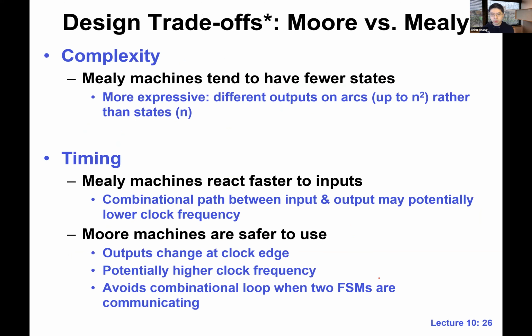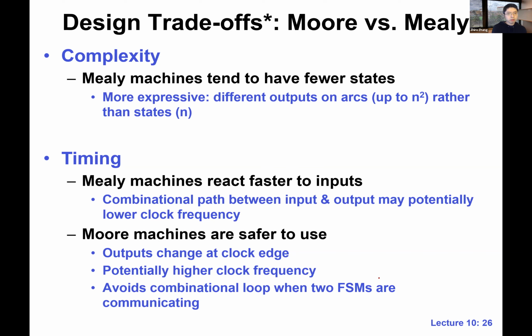But in general, of course, this is the DFF, so we are looking at a specific problem, which is DFF. In this case, the Moore machine and the Mealy machine have the same number of states. But in general, if you look at the complexity of the state machine, a Mealy machine tends to have fewer states because it's more expressive, because you can put the outputs on the arcs. This is a graph, so if N is the number of states, you can have N squared arcs between states. This is more expressive in terms of expressing different kinds of outputs.